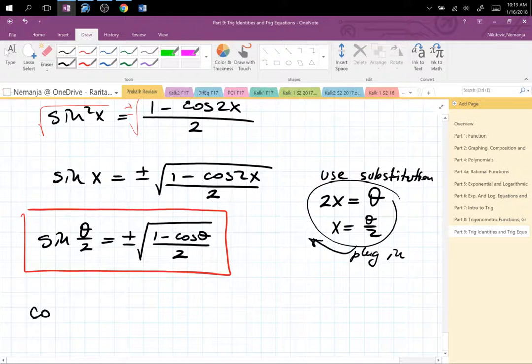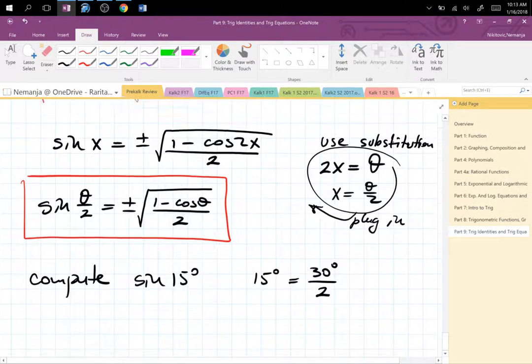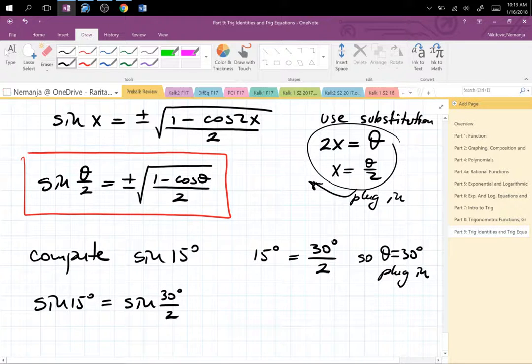So to use this, you just say compute, let's say, sine of 15 degrees. Now you know that 15 degrees is 30 degrees divided by 2. So theta equals 30. Plug in. So sine 15 degrees is equal to sine 30 degrees over 2, from where you use plus minus square root of 1 minus cosine 30 degrees divided by 2.